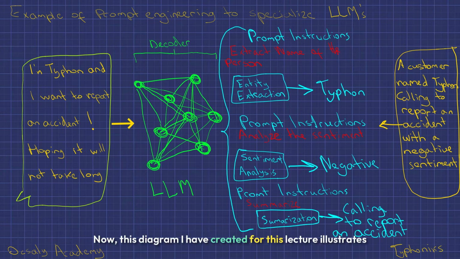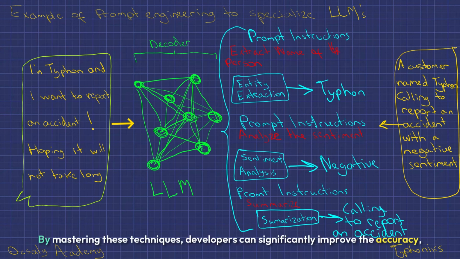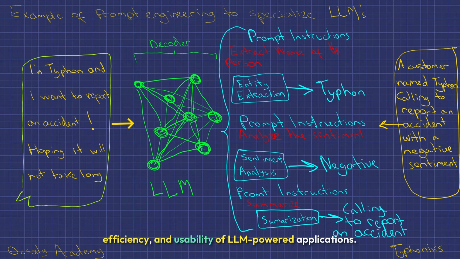Now, this diagram I have created for this lecture illustrates the power of prompt engineering, and the ability to fine-tune a large language model's responses by providing well-structured instructions. By mastering these techniques, developers can significantly improve the accuracy, efficiency, and usability of LLM-powered applications. And as you might imagine, the prompt becomes one of the key elements for an LLM-powered application's success. As such, it is pivotal to invest time and resources in this step, following some best practices and principles that we are going to cover in the next lecture.